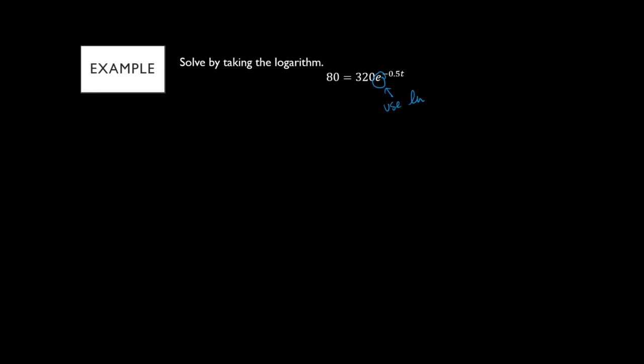So in this case, we have a number in front of the E. We have 80 equals 320, and then E to the negative 0.5t. We want to isolate this part, not the 320. So you do not want to take the log at this part. You want to divide both sides by 320 first. If you do take the natural log at this point, you're taking the natural log of two things multiplied, and then the rules don't work the same. You have to do some extra steps in order to make it work. So divide by 320 first.